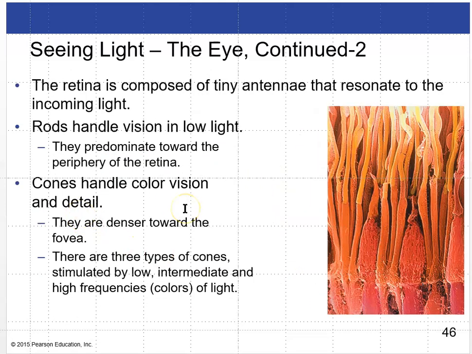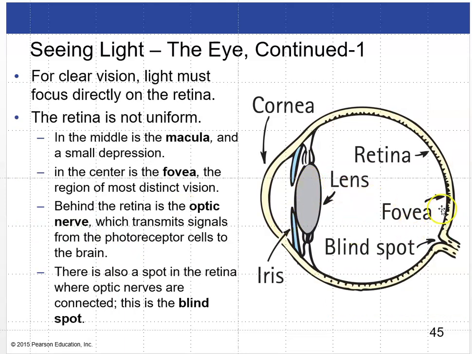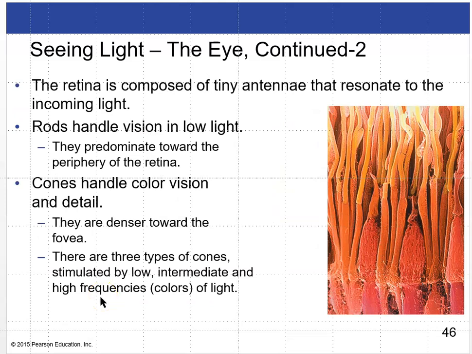The cones handle the color vision in detail. They are denser toward the fovea, where the light from the lens likes to focus. So they are our central vision or day vision. The rods are our peripheral vision and our night vision. There are 3 types of cones. They are the color vision. They're stimulated by the low, intermediate, and high frequencies of colors of light.